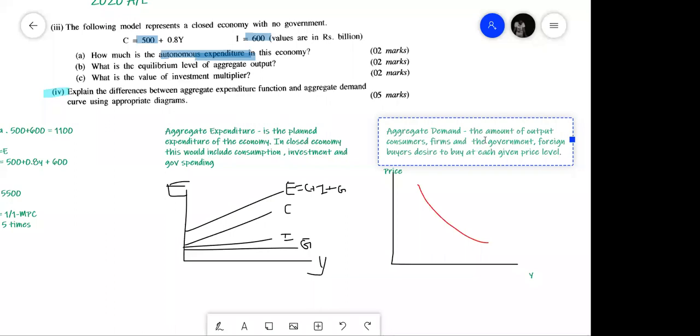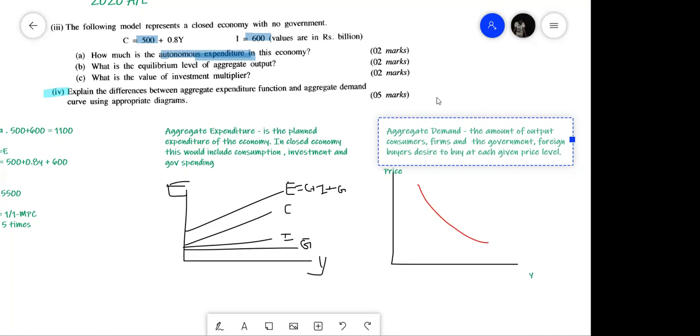Now in aggregate expenditure, we don't talk about any price. Aggregate expenditure is simply the planned expenditure of consumption, investment, and government. But when you talk about aggregate demand, it is also an expenditure, but it is the expenditure at each given price. So that is the small addition there: the price.